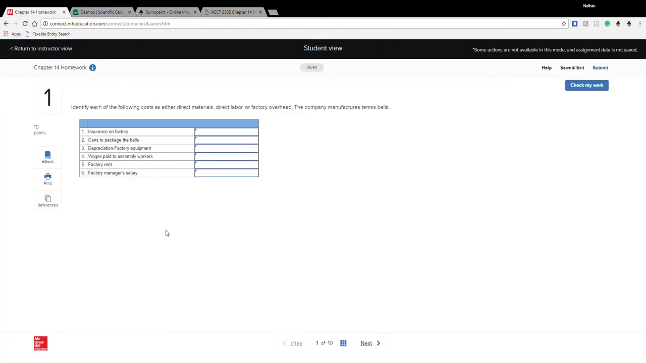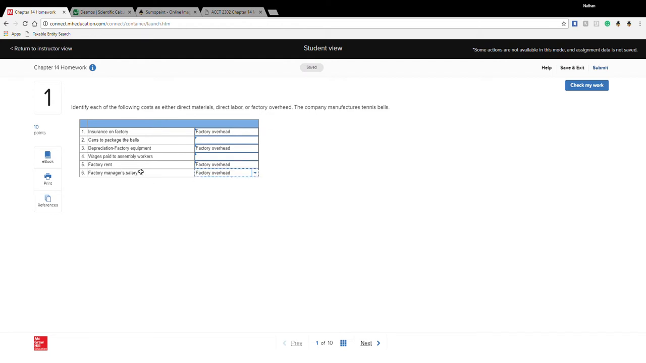Back to Chapter 14, so let's look at this. We're looking at tennis balls and how they are made. First off, factory overhead is probably going to be anything that says factory. If I look here, I have insurance on factory. That's indirect because I can't trace it to any kind of tennis balls. I'm just looking for the keyword factory. Again, it's always funny when Connect gives you basically a 50-50 shot right there. There's factory rent and there's factory manager salary.